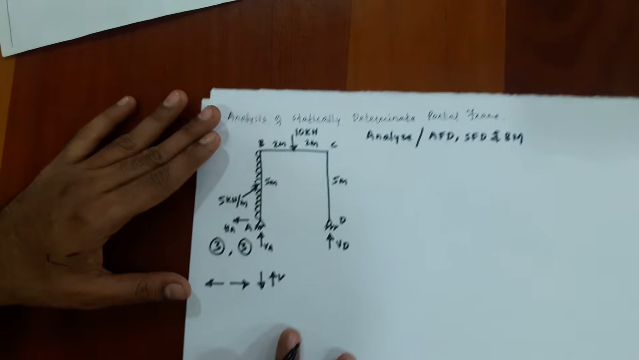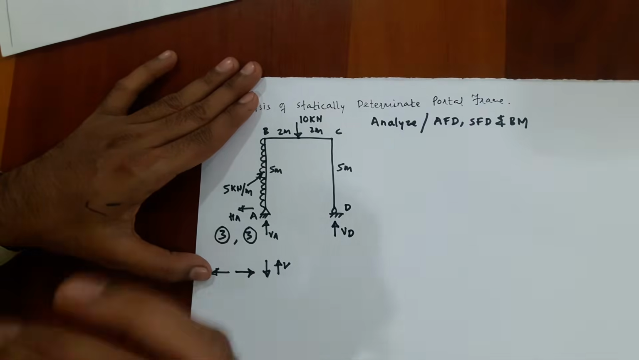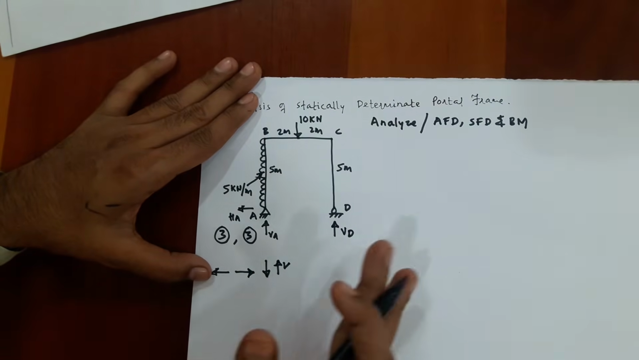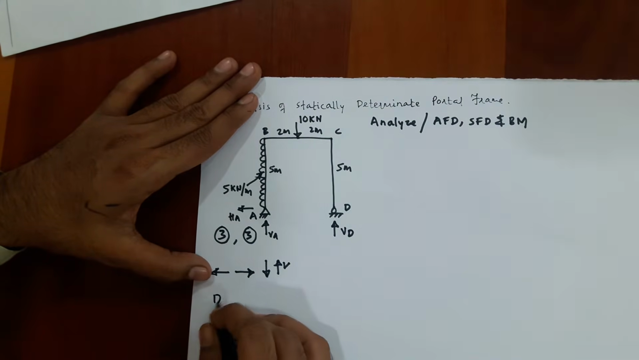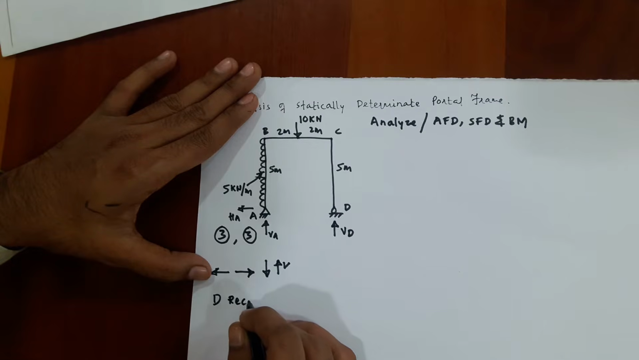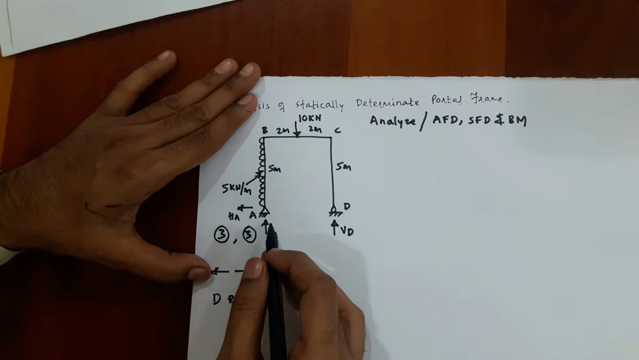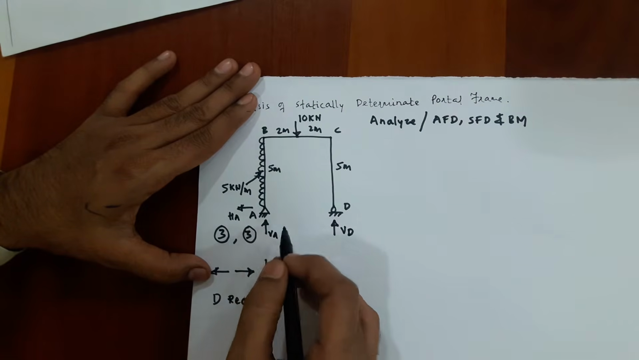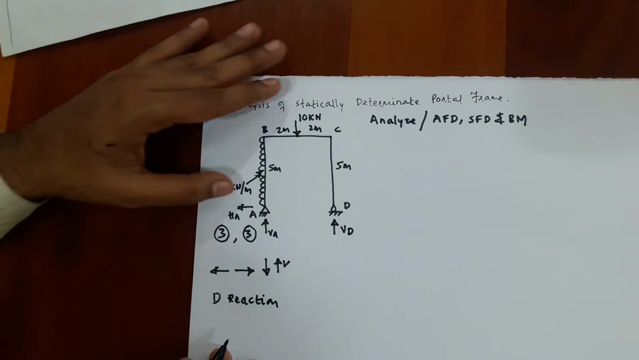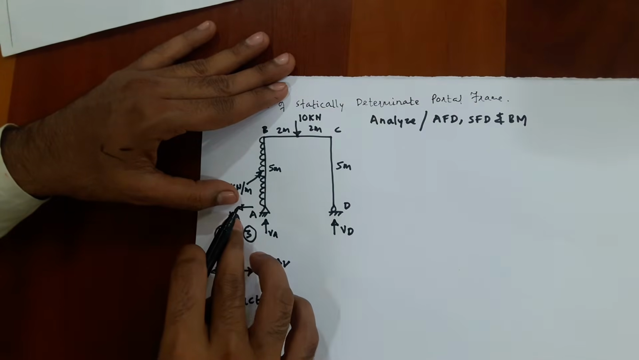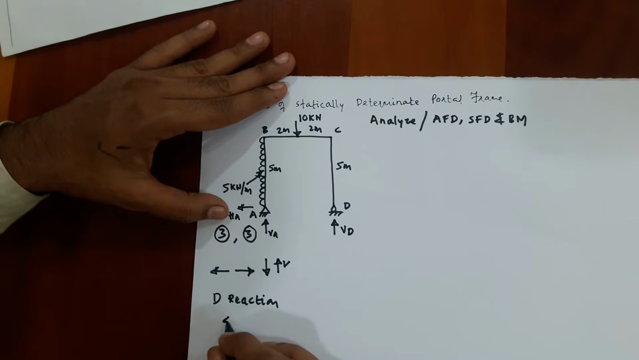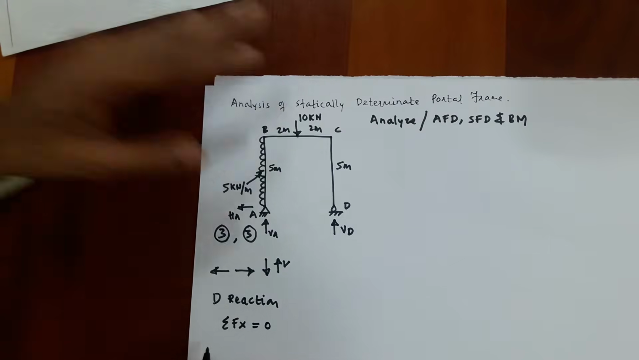I will tell you. So very first step in this problem or in any type of this problem is to find the reaction. We have to find reaction first. Whatever the reactions offered by the support, we need to find it. Okay, so how to find horizontal reaction at A? We have to use summation of Fx equal to 0.